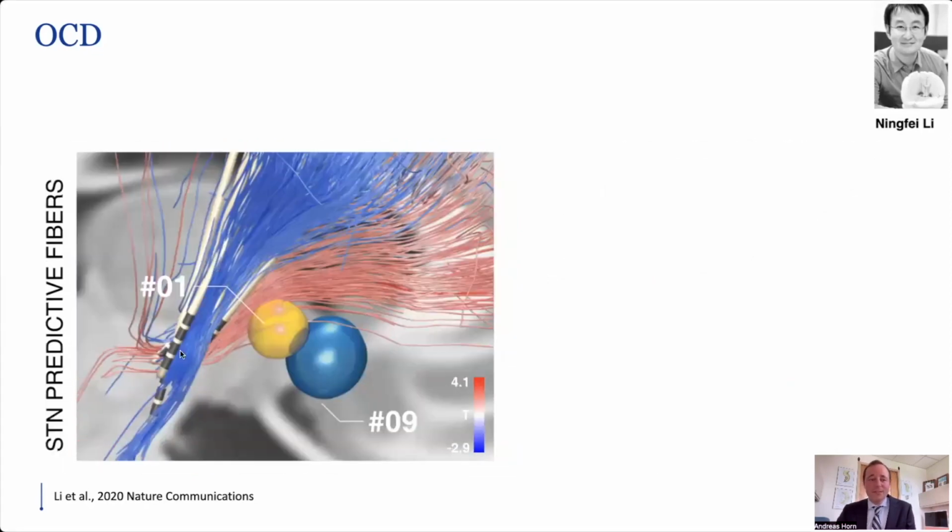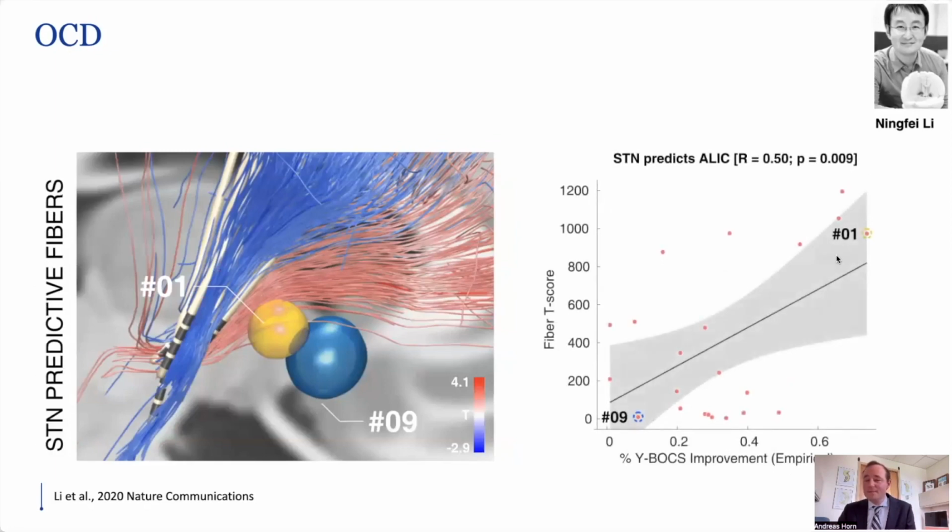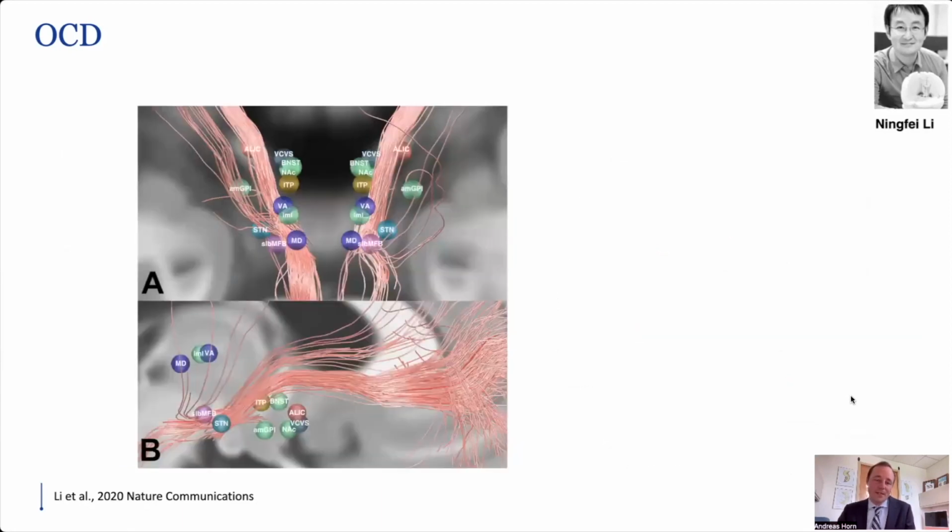Can do the same in reverse. We can calculate the tract based on the SDN cases. The red tract matters here, and we see stimulation volumes in the ALIC. And again, the same happened. The more this tract was modulated, the better the clinical improvement was in these cases.